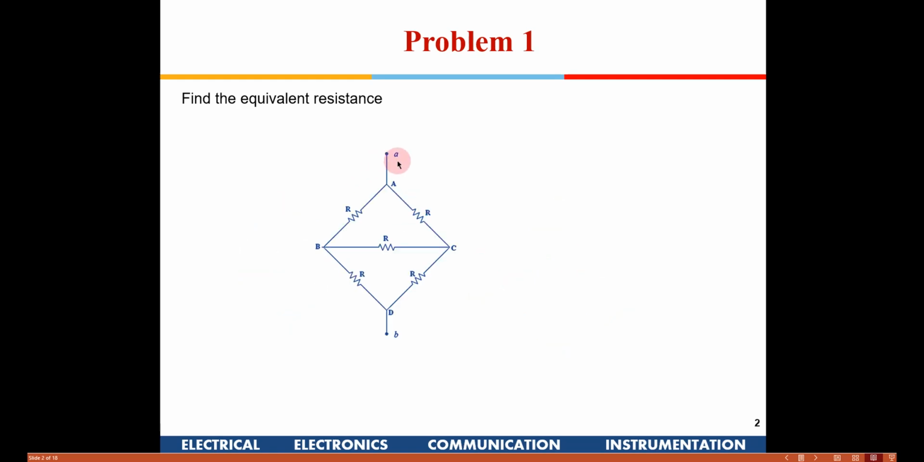So the first one is here, find the equivalent resistance. If you see here, it's a bridge which has been given, and we have to find the total resistance between A and B. Point A is on the top and bottom. One way of doing it, you connect one source out here and try to find the total current, and then you divide the total voltage by the total current to get the effective resistance.